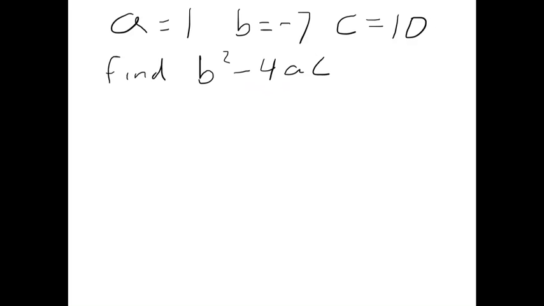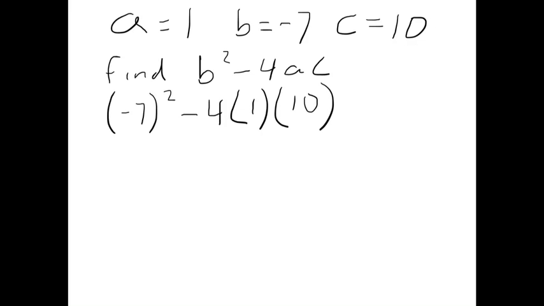So that gives us negative 7 squared minus 4 times a, which is 1, times c, which is 10. It's really important to note that negative 7 times negative 7 has to be a positive number. If you just type negative 7 squared into a calculator, you'll get negative 49, which is the wrong answer. Use the parentheses, and we get 49 minus 4 times 1 times 10 is minus 40, which equals 9, and we need to find the square root of that.